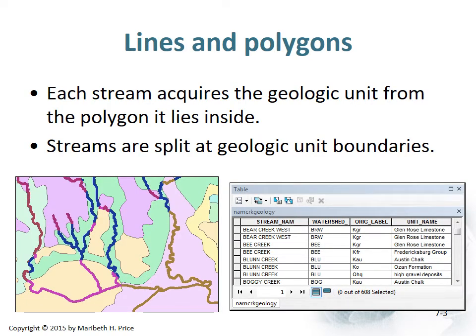So that same example, each stream in the network, the line network, acquires the information from the specific geological unit within the polygon that describes the geological unit. Streams are split at the unit boundaries, just like roads were split at land use boundaries between different land use categories for the urban example. So it's doing that exact same thing.